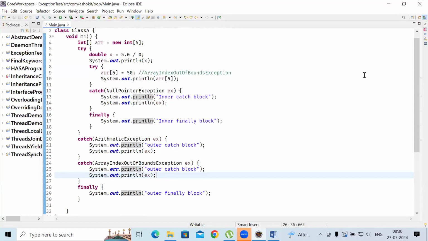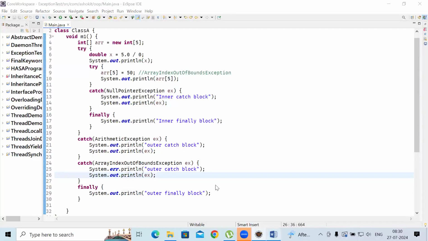If an exception occurs in the outer try block, the outer catch block will handle it. If an exception occurs in the outer try block, only who can handle that exception? The outer catch block. The inner catch block cannot handle it. Did you get the difference now, guys, everyone?